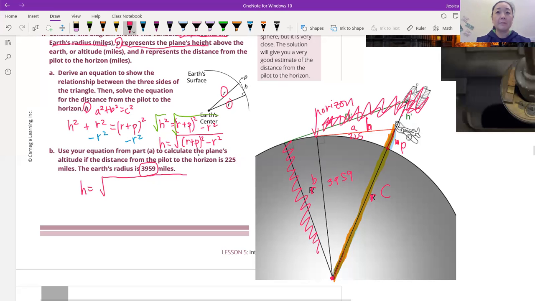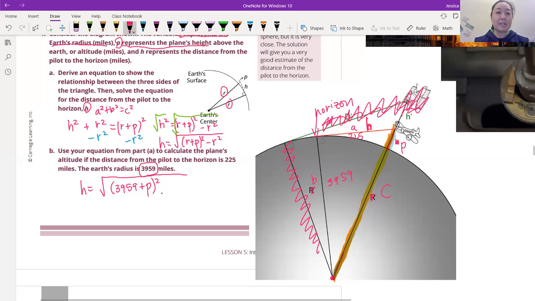What is my r? My r is 3959. So it's going to be 3959 plus p, so plus... Did I do something wrong? Solve for H. Oh, this is just different. The horizon. Okay, we don't know what p is. I was going to say, wait a minute, we don't know what p is. Then why'd they tell us to solve for H? This is different. All right.